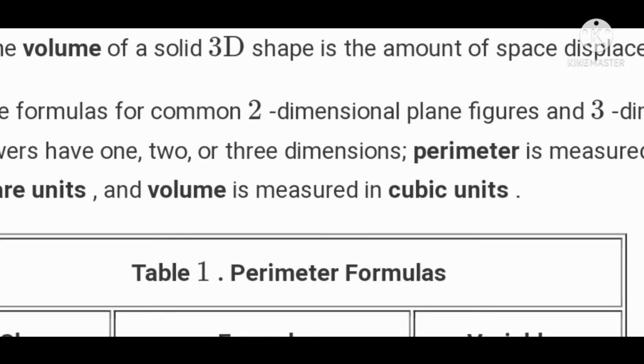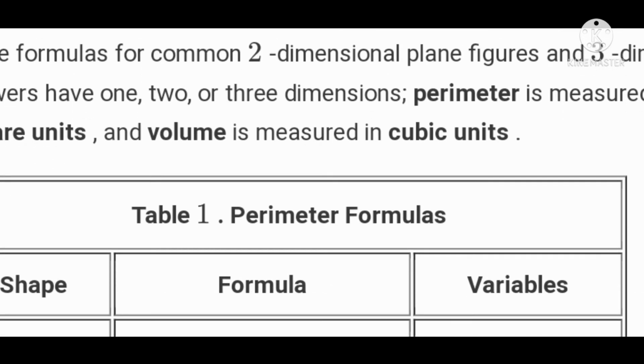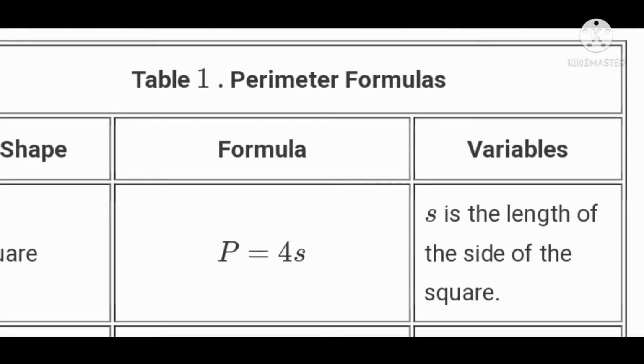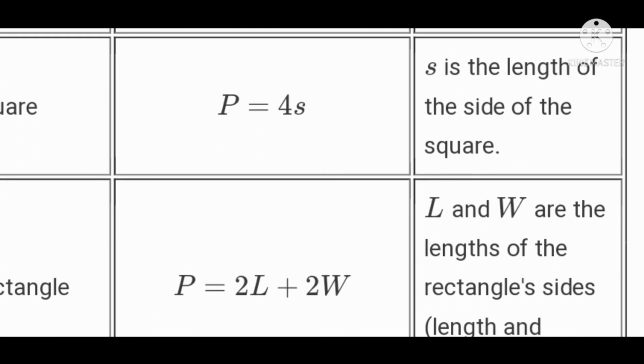Some formulas for common 2-dimensional plane figures and 3-dimensional solids are given below. The answer has 1, 2, or 3 dimensions. Perimeter is measured in linear units, area is measured in square units, and volume is measured in cubic units. This is table 1, perimeter formulas. If the shape is a square, the formula is P equals 4S, where S is the length of the side of the square.